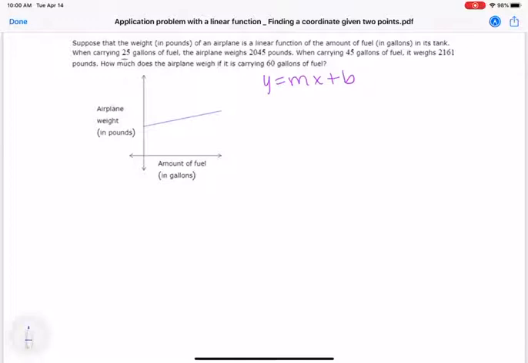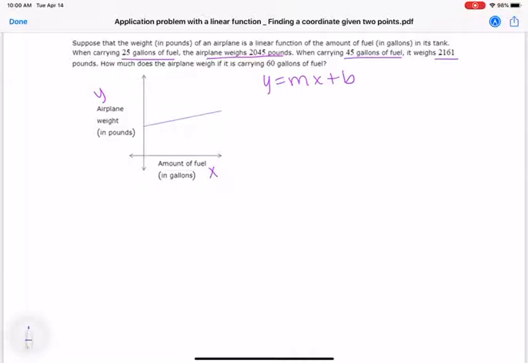They tell us that with 25 gallons of fuel, the airplane would weigh a certain amount, and with 45 gallons, what it would weigh. And we know that the fuel is our x, our independent variable, because they even gave us this little picture here showing us that the x, the independent variable, is always across the bottom. Okay, so we know that the fuel is independent, making the weight the dependent. So let's go ahead and take those ordered pairs and find out what that slope is.